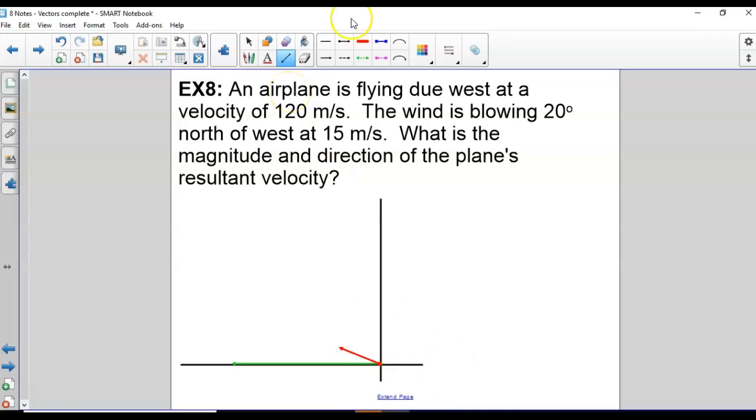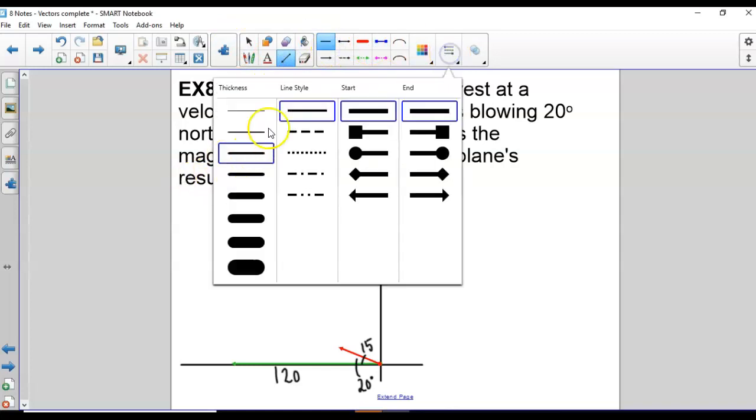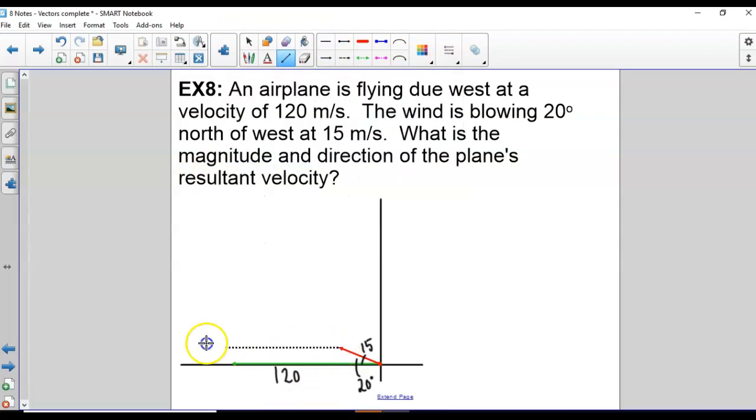So this angle right here is 20 degrees. And this side right here is 120, and this side right here is 15. And to find the resultant vector, we are going to make ourselves a parallelogram. So if you just draw yourself a parallel line here, and a parallel line here, maybe that's about right.